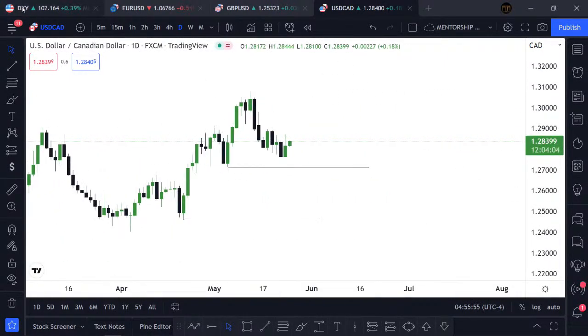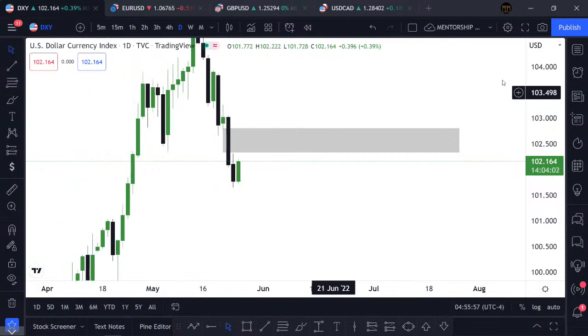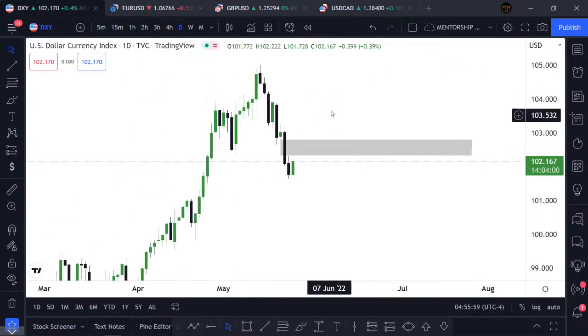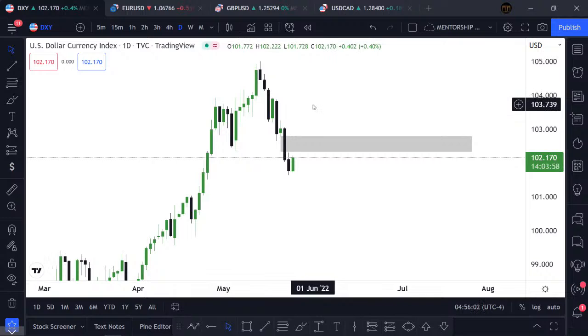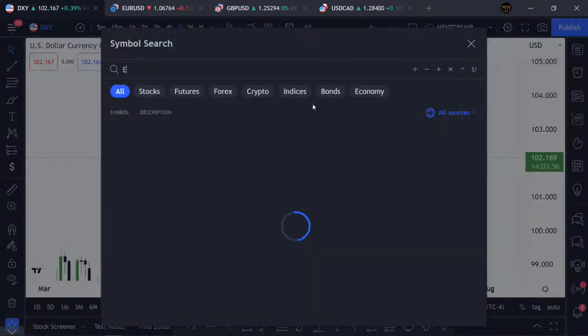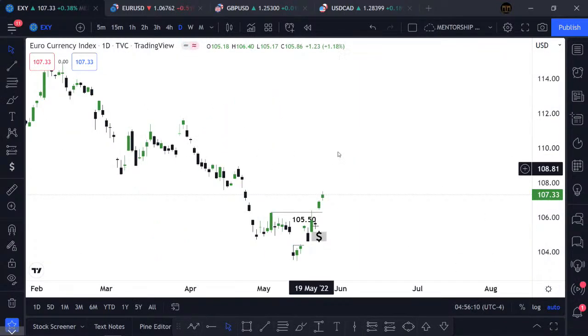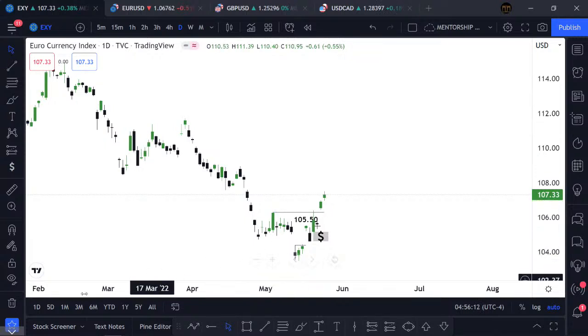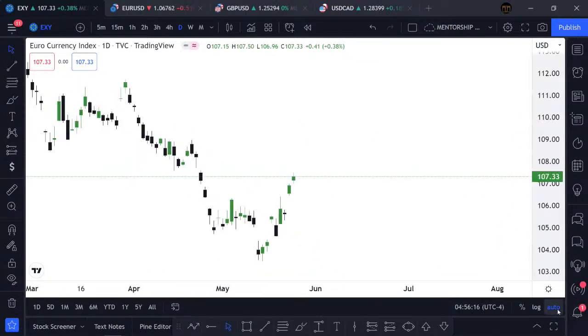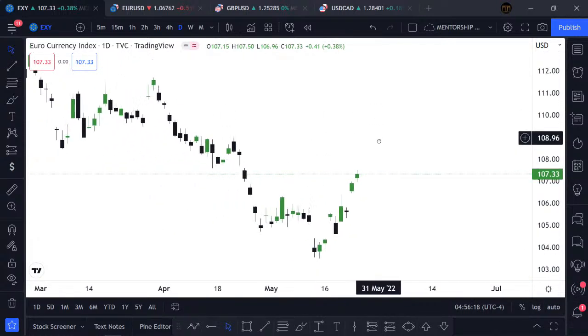So that's how you're going to move on the dollar pairs or the major currency pairs. Now let's look at the euro. Let's look at the euro index daily, the dollar index. So this is how the dollar index is trading. Okay, it is buying.